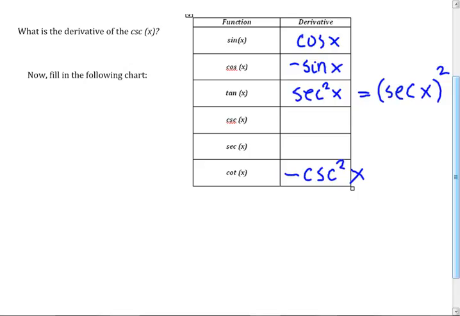Okay, what's the derivative of secant? It's secant tangent. And the derivative of cosecant, it's a cofunction, so it's negative. Well, it's not secant, it's cosecant. See, these are the same. And it's not tangent, it's cotangent. And you can prove it using the quotient rule. But I just want to keep it simple like that. Okay.